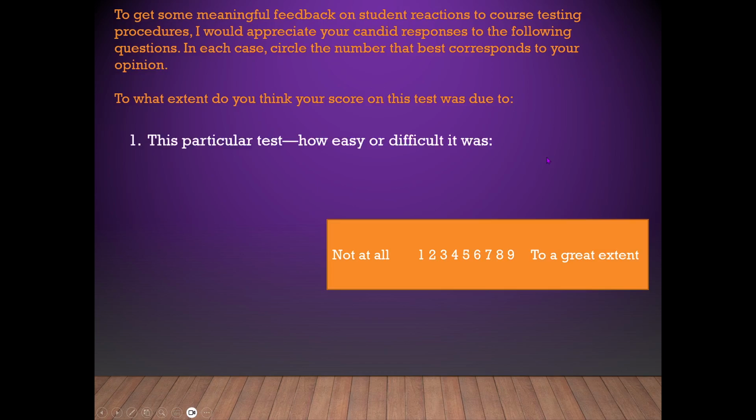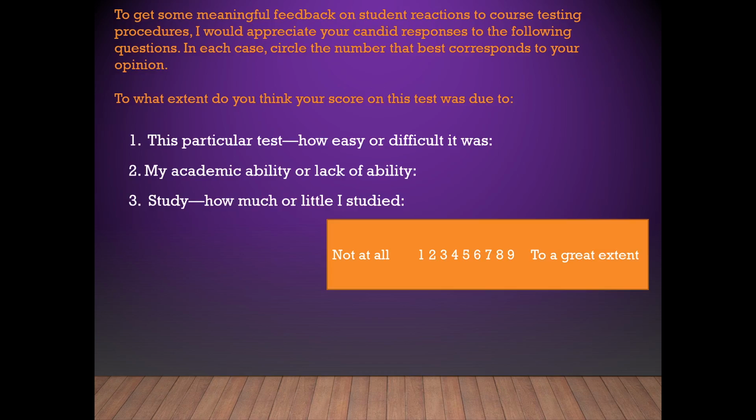And so their question is about this particular test: how easy or difficult it was, my academic ability or lack of ability. So they are rating whether it was due to their own abilities, study, how much or how little they studied, and then luck, good or bad. They're supposed to rate those four things. I also asked them to tell me what grade they got on the test, so I can do a little analysis of those who performed well versus those who didn't.